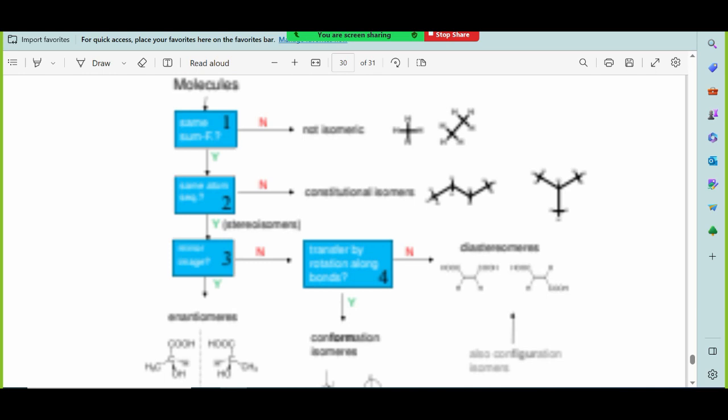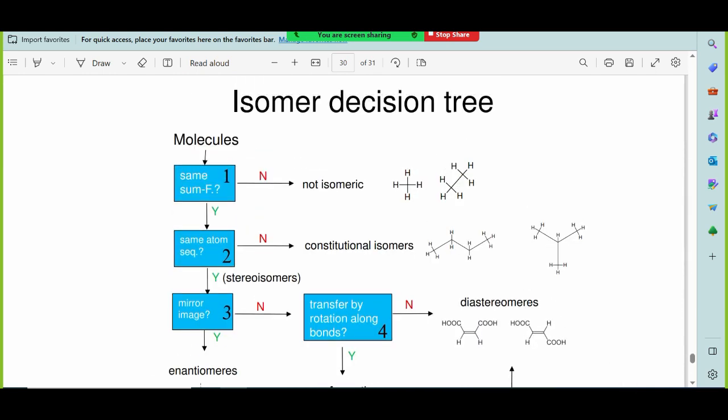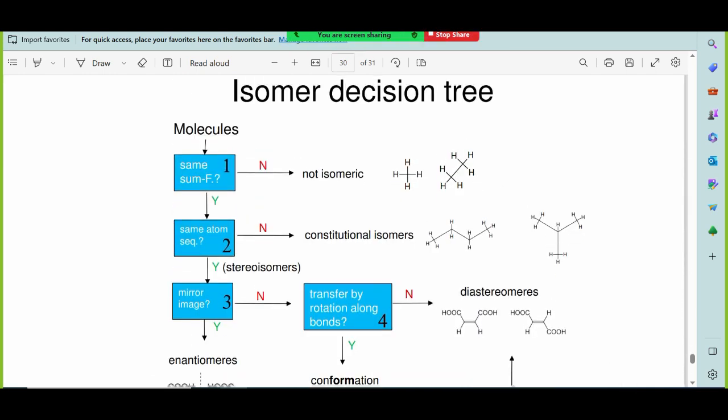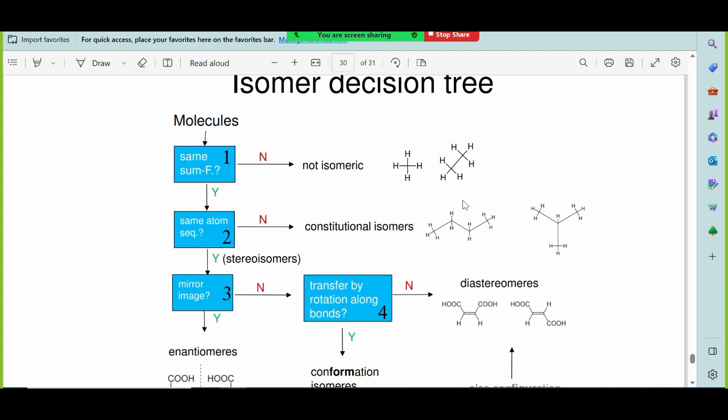Yeah. The isomer tree. So this is an important question that comes in the exam: how to know if two molecules are isomers or not. If they have the same formula, so the same number of elements, of carbon, of hydrogen, nitrogen, everything is the same, then they are most probably isomers. Otherwise, of course, it's not an isomer.